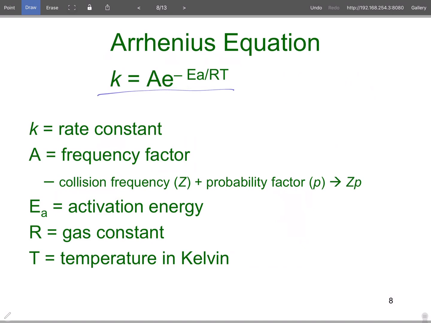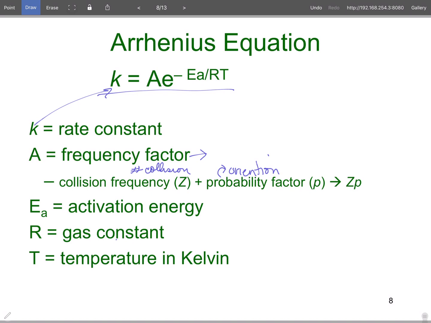Now, remember, K is the rate constant. A is going to be the frequency factor. This is the collision frequency, or number of collisions, plus the probability factor. The probability factor is pretty much the orientation. Okay, so these factors combine to give you A. E sub A is the activation energy.